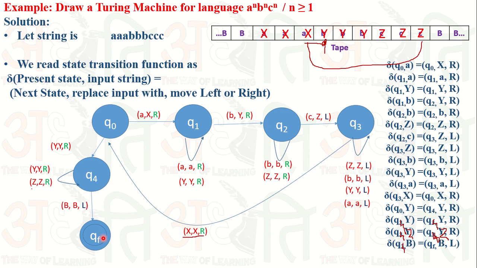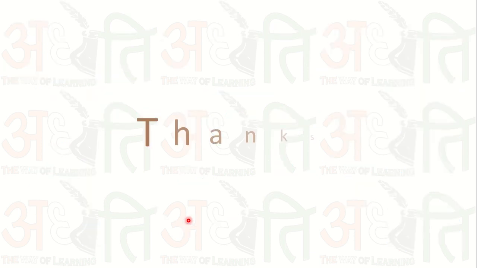So when we scan the whole string and you reach the final state, then that string belongs to that particular language. So it was an example of a Turing machine where we design a Turing machine for a language where the number of A, B, C are equal, and first A will come, then B, then C will come. So it is an example. I hope you understood all that concept.